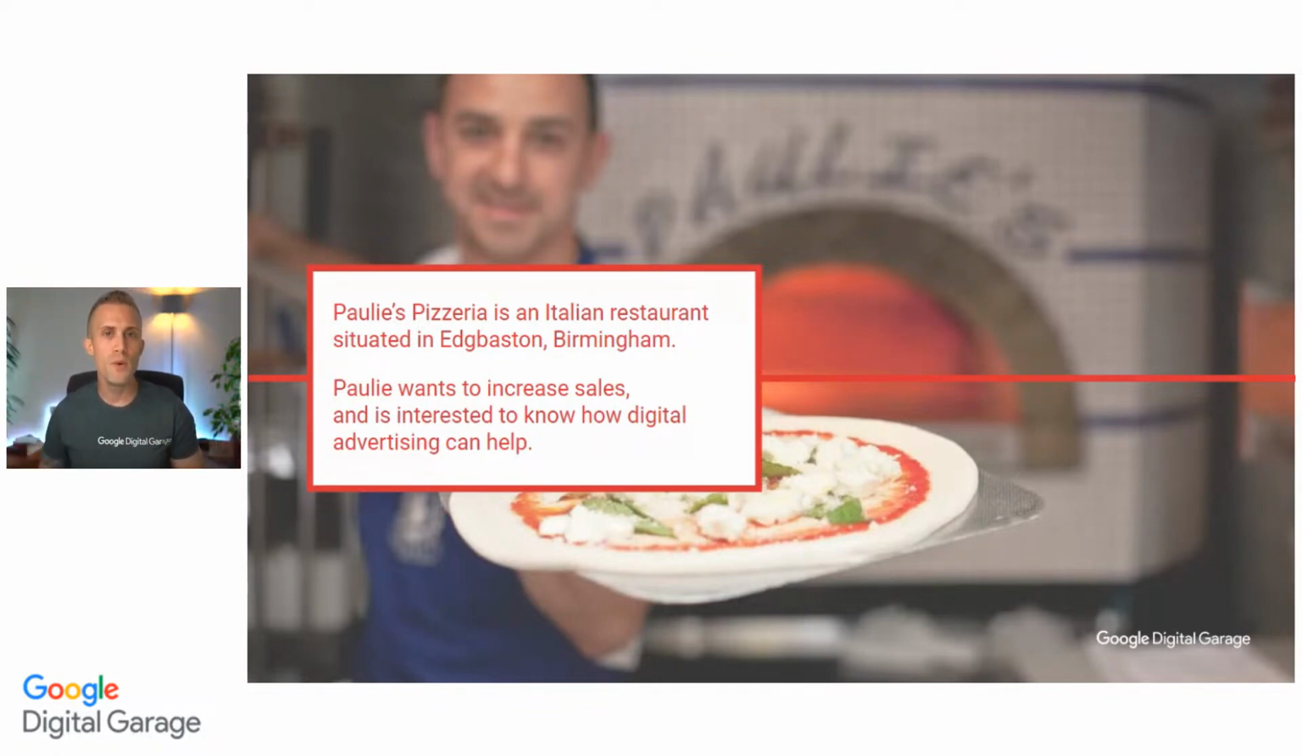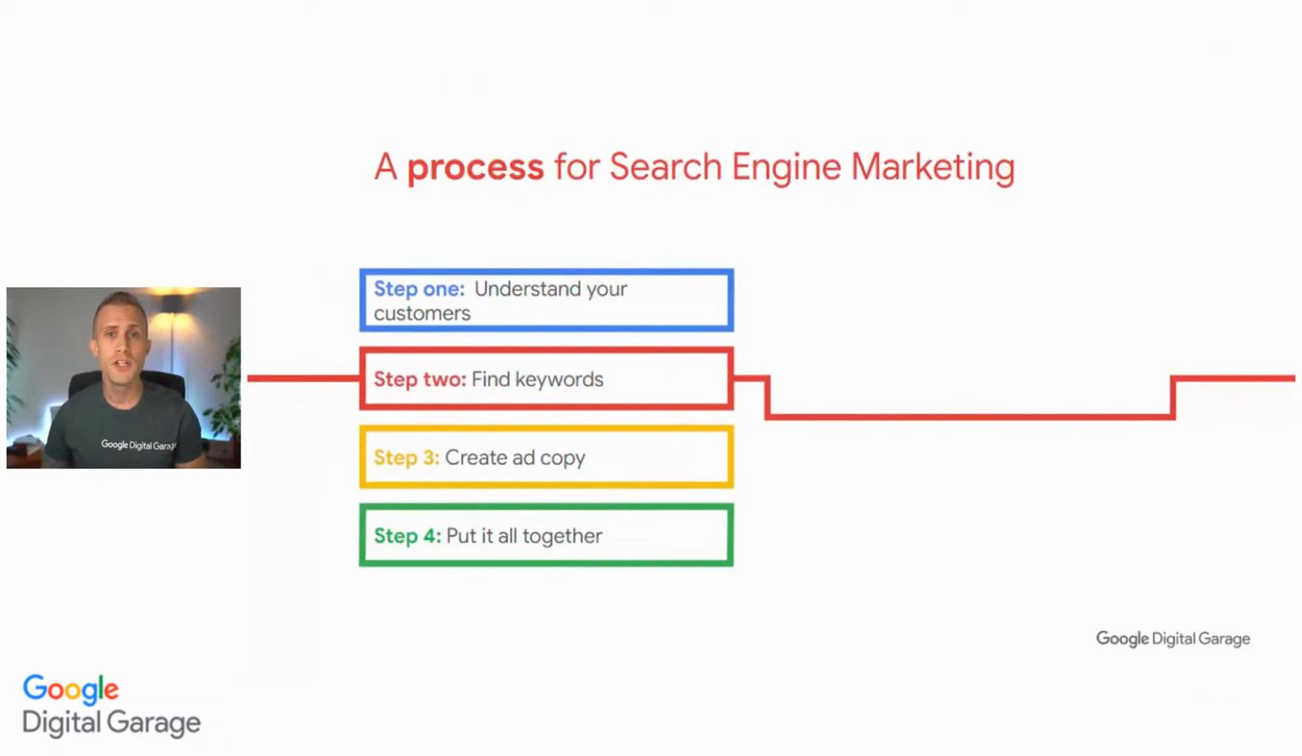So keeping that in mind, we're going to have a process when it comes to search engine marketing, and we're going to break it down to four steps. Number one, we're going to jump into understand your customers. This is what makes everything else happen. And you'll hear me say this quite often, pretty much in all of the Google Digital Garage sessions and many of my own sessions, but understand your customers. Understand who you are advertising to?